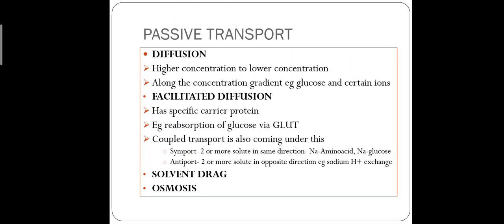So, what is diffusion? Diffusion means from higher concentration to lower concentration, and it is along the concentration gradient. Example, glucose and certain ions. Facilitated diffusion means a specific carrier protein. Example, reabsorption of glucose via GLUT. And coupled transport is also coming under this. Coupled transport are of symport and antiport.